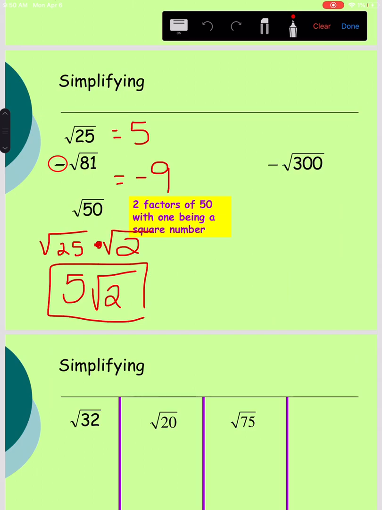For negative square root of 300, 300 is not a perfect square, so we're going to look to see, is there a perfect square that goes into 300? So that would be 100 times 3, so we would say it's the negative square root of 100 times the square root of 3. The square root of 100 is 10, so it's negative 10, and we don't know what the square root of 3 is, so radical 3.